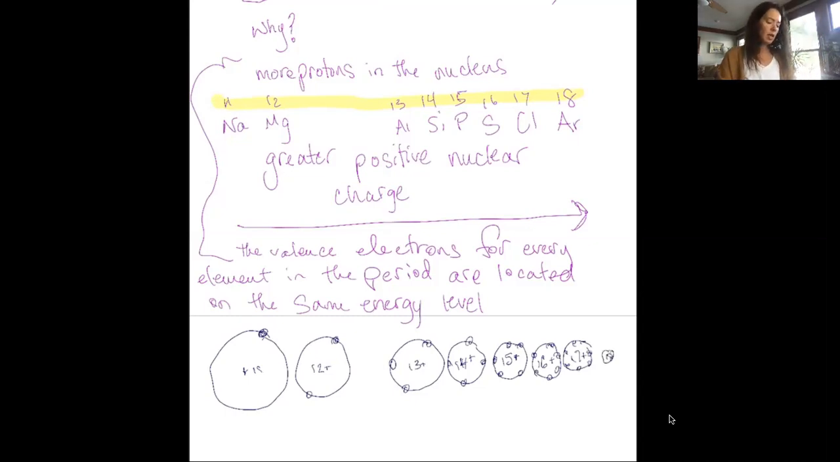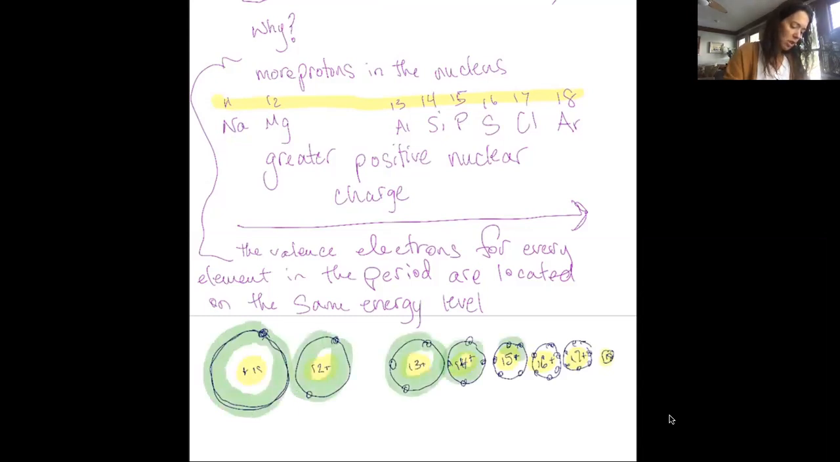So what you see is the nuclear charge, the positive nuclear charge increases, and the electrons are being placed on the same energy level. They're either on the first, if we're talking about the first period, or on the second, if we're talking about the second, but that only changes as we go down the group. As we go across the period, the electrons are on the same energy level.